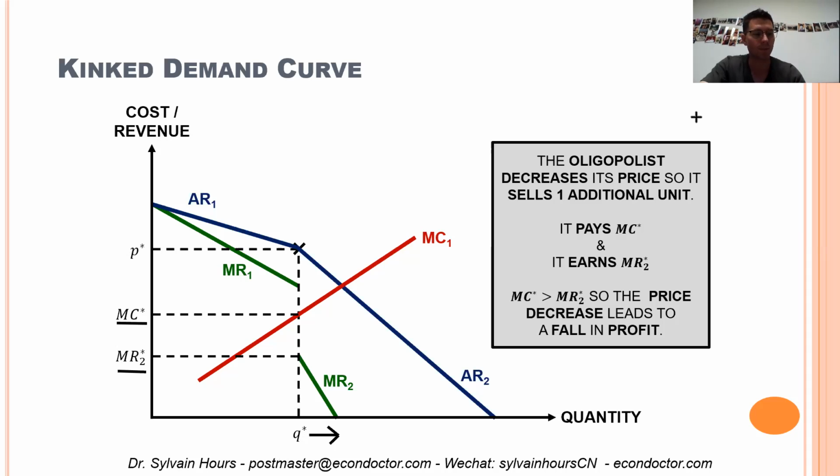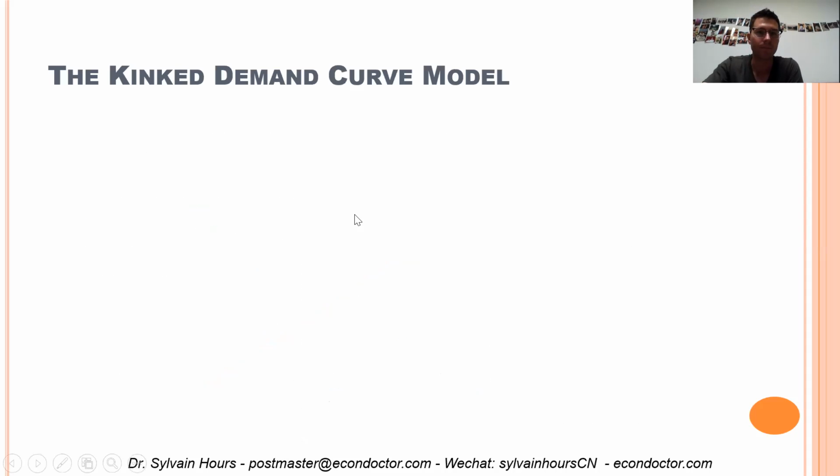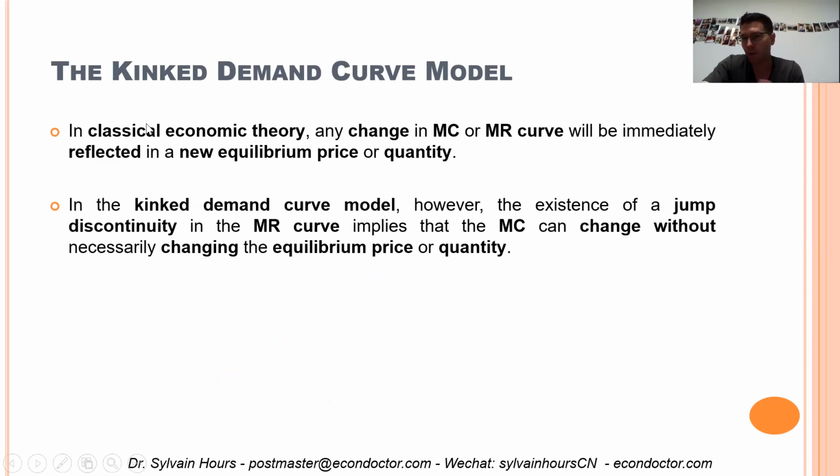And what is interesting in this model is that it can also explain price stickiness. Let me go back a bit. Usually in classical economic theory, as long as you change a little bit the marginal cost or the marginal revenue, this will lead to a change in the quantity that you should produce to maximize your profit. MC is equal to MR is the optimum output rule. So if you just change MC a little bit or MR a little bit, your optimal level of production will change. And as a result, the equilibrium price will also change.